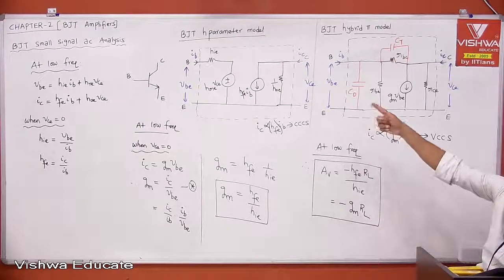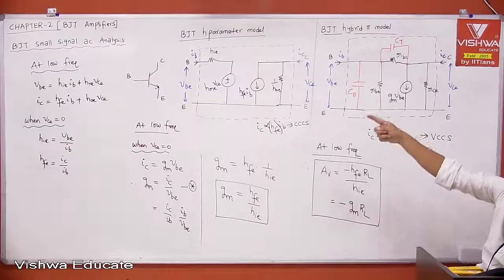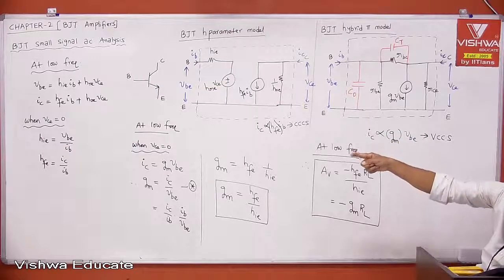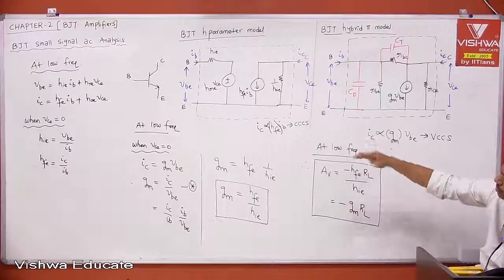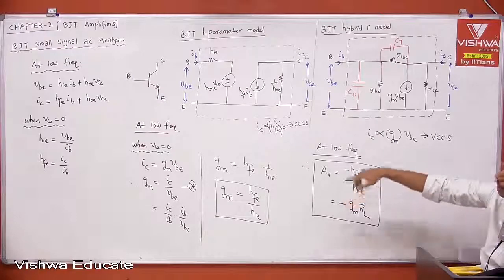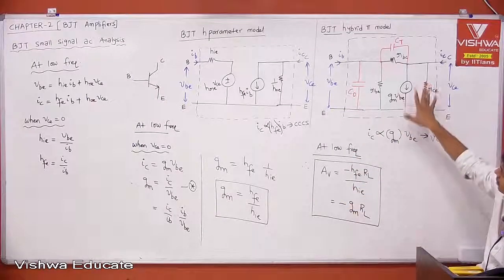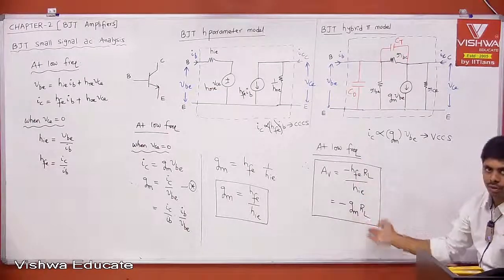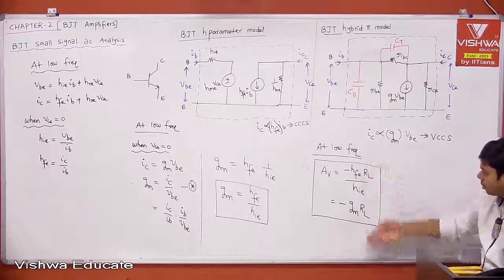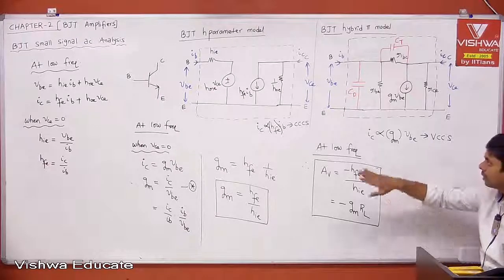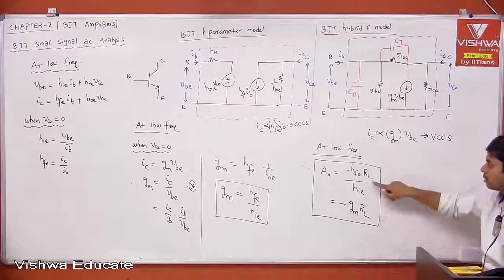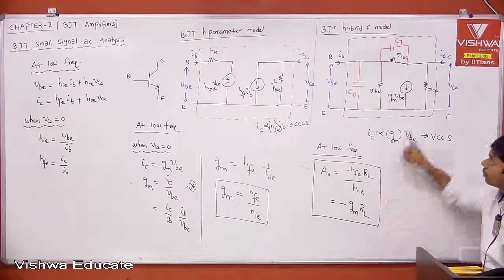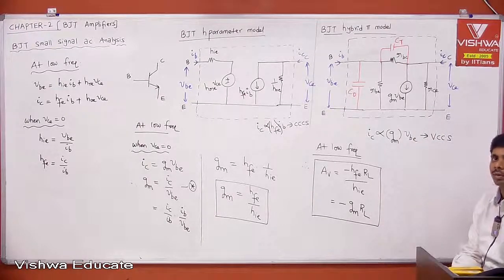Remember, we have to write the low frequency h parameter equations when VCE is equal to 0. That part we have to write just below the h parameter model of BJT, and this portion you have to write below this, as a continuation, common below those two, because this is valid for both. This is the equation which we got from the h parameter model, and this is the equation which we got from the hybrid pi model. Okay.